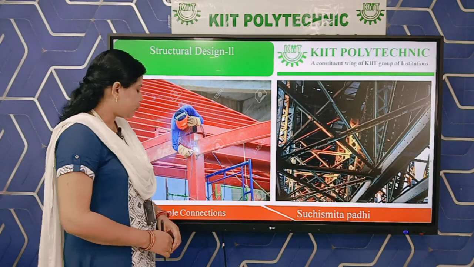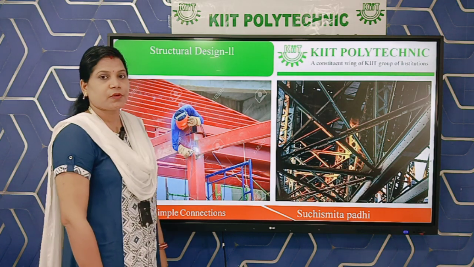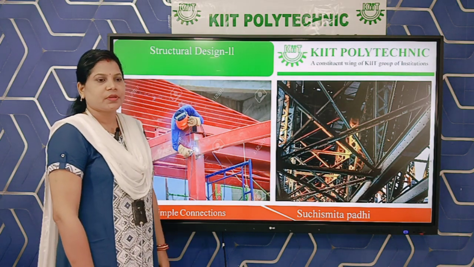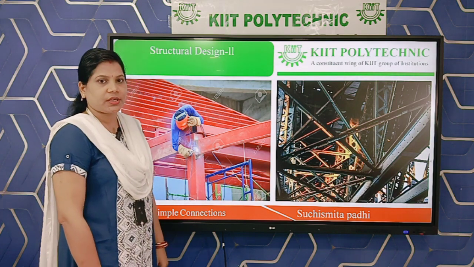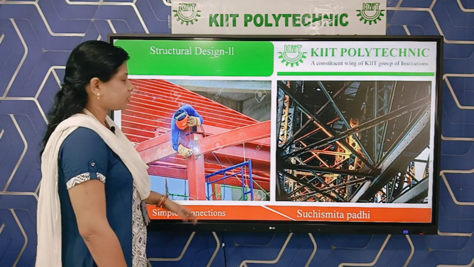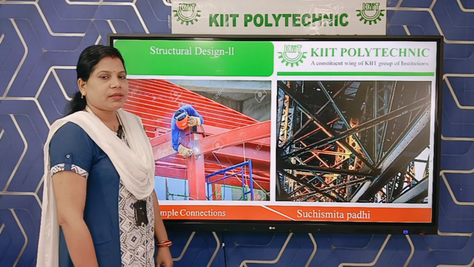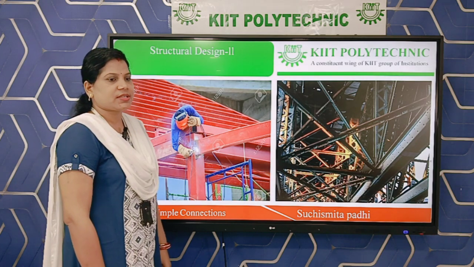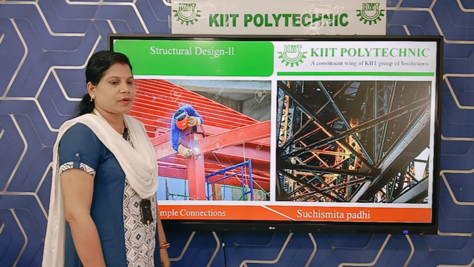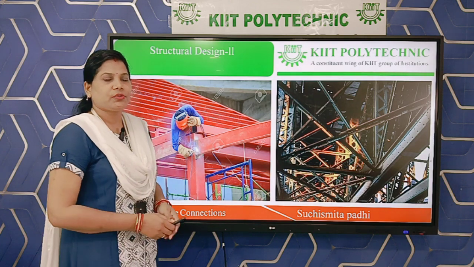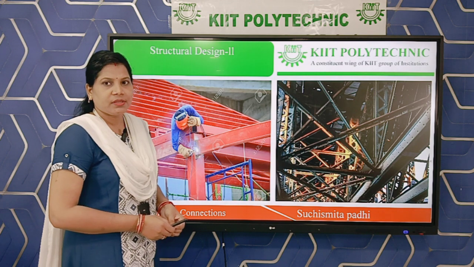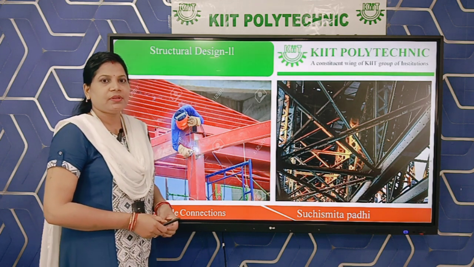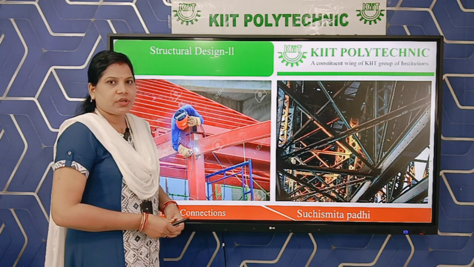Today we will read about simple connections from structural design 2. We are studying different types of steel structures, or the design of steel structures, in structural design 2. Examples of steel structures are roofs of railway stations, auditoriums, toll gates, etc. I am telling a simple example which we use in our day-to-day life.